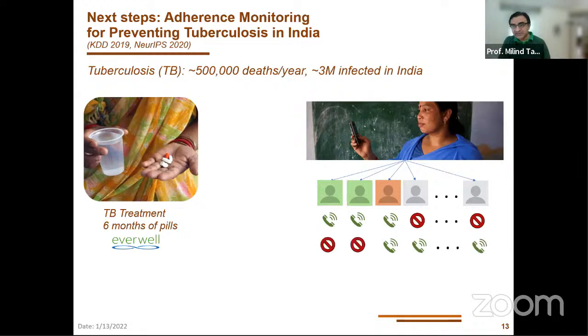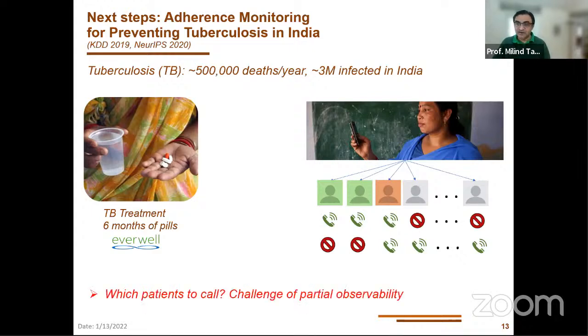This problem is very similar to what we just saw with Arman, except that the state of the patients is not known ahead of time. We don't know if they took their medicine last night or not. And this is a challenge of partial observability. So whereas in the previous case, we had Markov decision problems, now we have POMDPs, partially observable Markov decision problems.